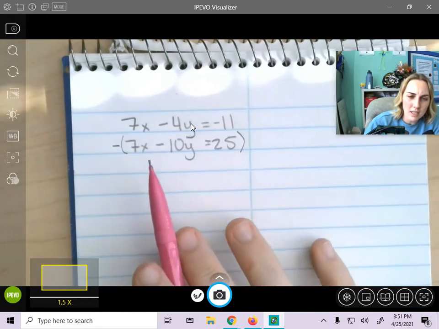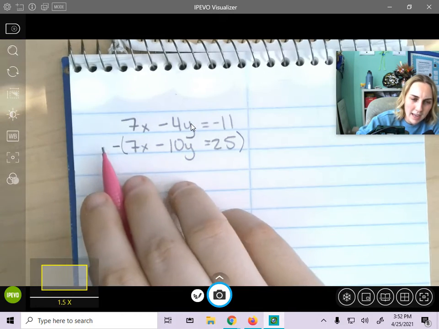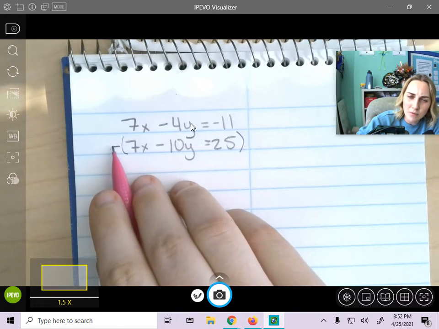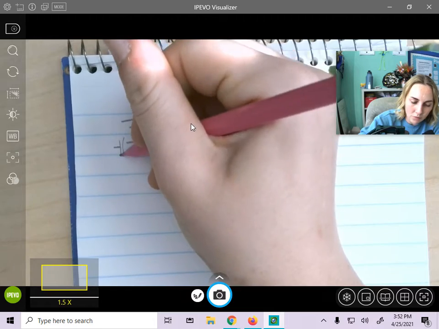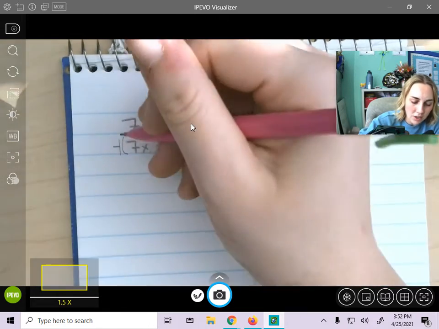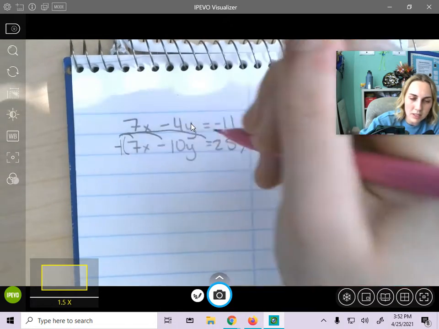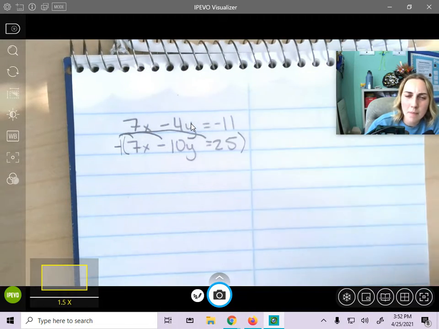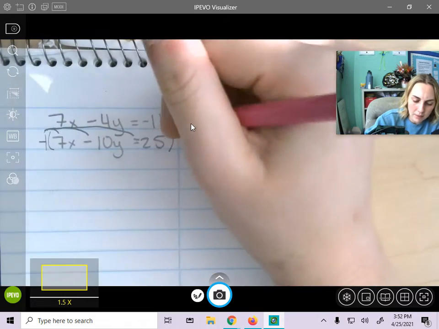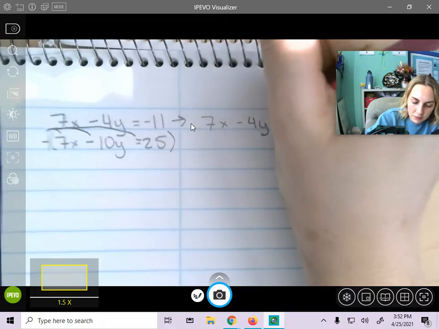So what we're going to do here is, since we're subtracting down, remember, whenever you have a negative in front of parentheses, there's going to be a negative 1. So what you can do is take this negative 1 and multiply it by every single thing inside the parentheses on the bottom, okay? So let's move it over here real quick. 7x minus 4y is equal to negative 11.